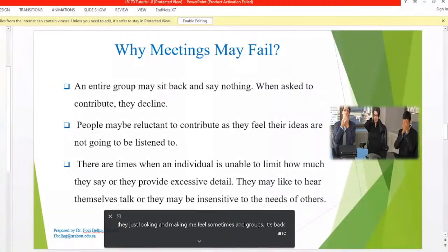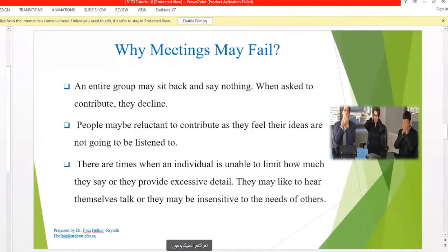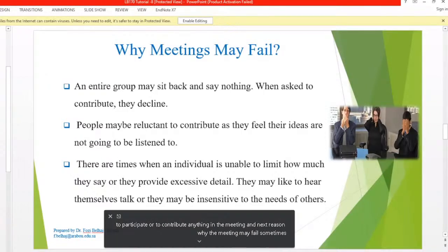Meetings may fail sometimes when entire groups sit back and say nothing. Maybe they refuse to listen to the opinions of those sitting in the meeting. Yes, they decline to listen. Some people decline to participate or to contribute anything in the meeting. Or they don't consider the feelings of others. Many reasons why the meeting may fail. Sometimes the chair asks one of the participants to contribute something and he refuses. That's why they fail. Maybe people are reluctant to contribute.